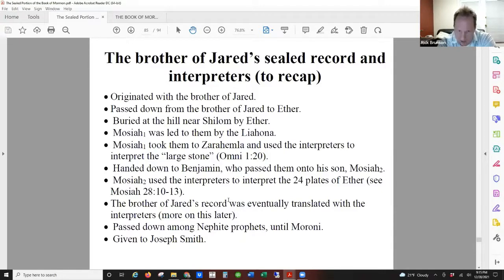I'll talk about that here in a sec. And they were then passed down among Nephite prophets until Moroni got them. And he buried them both, the gold plates and the interpreters. He didn't bury the brother of Jared's original record, but the translated copy with the plates and the interpreters, and then they were given to Joseph Smith. So that's kind of the line of what we think happened to the interpreters and the record after the brother of Jared.